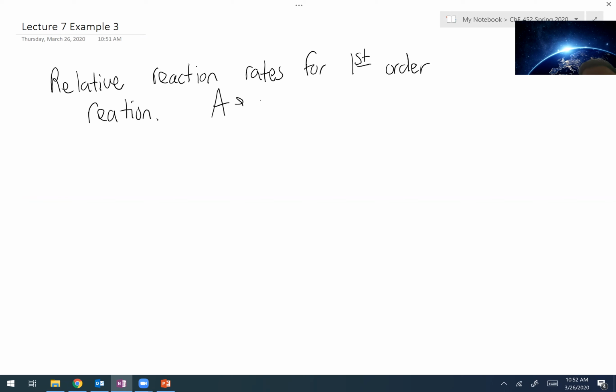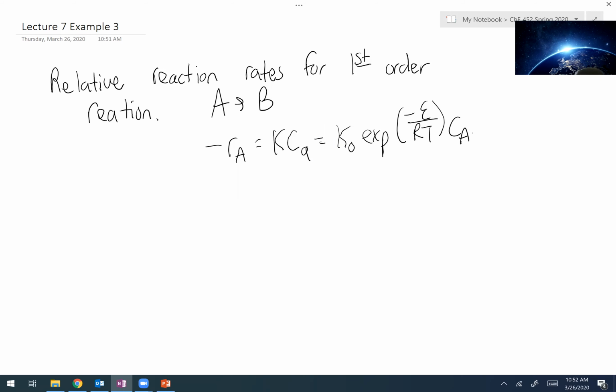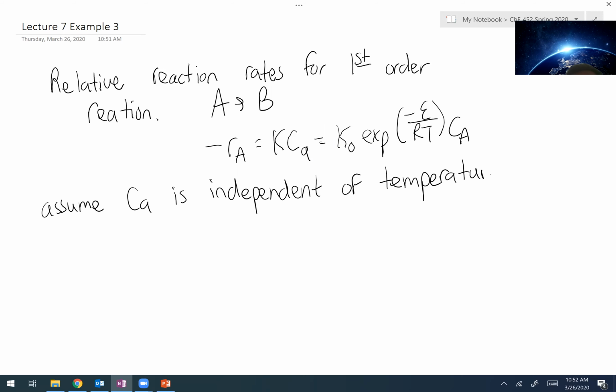When A goes to B, the rate of reaction of A is K times Ca, which, if I plug in the Arrhenius equation, becomes K naught, the exponential of negative E over RT, times Ca. Now, we're going to assume Ca is independent of temperature, and we'll bring this temperature dependence back at the end to do our final calculation.